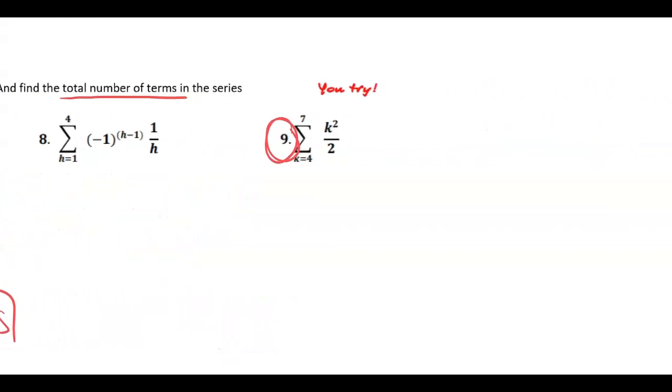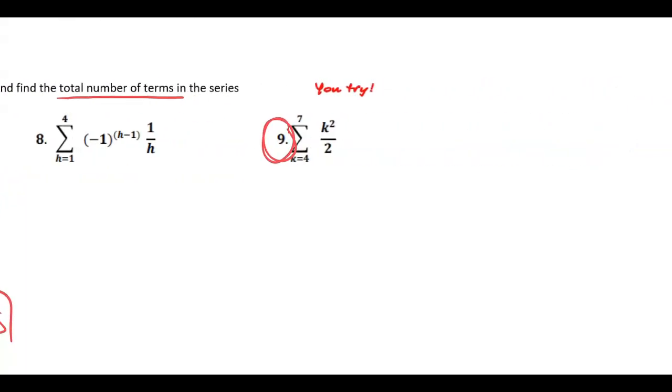For question number 9, for the terms, you should have had 4 squared over 2, 5 squared over 2, 6 squared over 2, and 7 squared over 2. It looks like there's 4 terms. I'm not going to write my final answer just yet, but I'll at least think about that in my head. I probably have 4 total terms. What I'm going to do from here is actually add them.